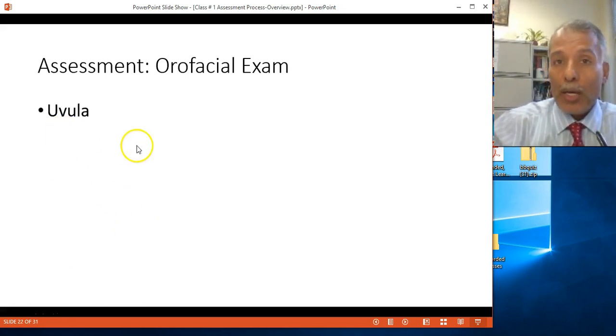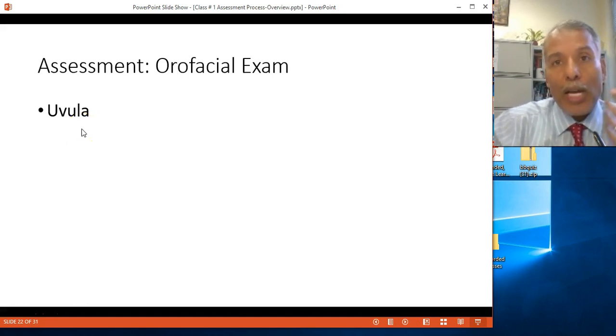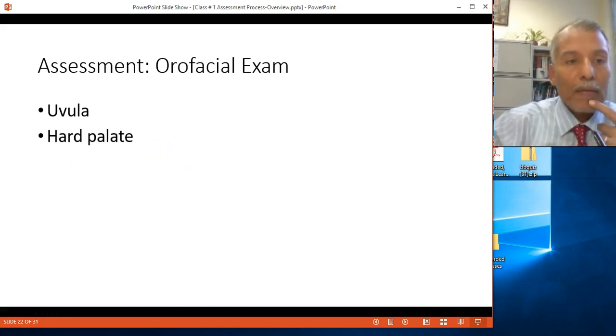Look at the uvula. It is not always an indicator of cleft palate, but oftentimes when the uvula is split, it could indicate that there is a cleft palate. You have to investigate it more. If there's a split uvula, which they call a bifid uvula, it doesn't always mean there is a cleft palate. But if you find it, you need to investigate more and look to see if there's a cleft palate or submucous cleft.